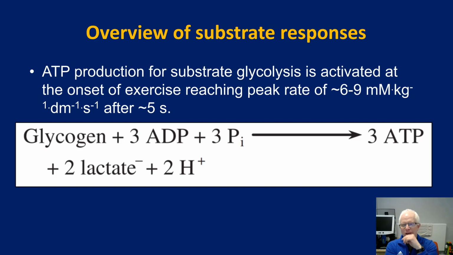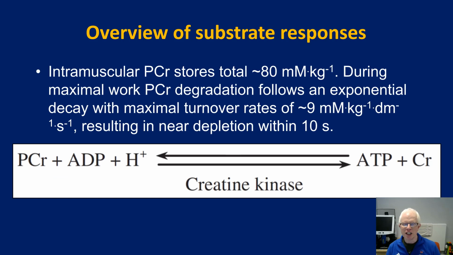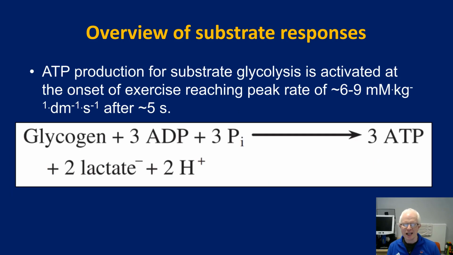At the onset of exercise, it reaches a peak of around 6 to 9 millimoles per kilogram per decimeter per second after about 5 seconds. But we know that the capacity for this is far greater. We can sustain this, as we've already talked about, for about 60 to 90 seconds, whereas we've got near depletion of the PCR within 10 seconds. The turnover rate for the ATP-PCR is around 9 millimoles per kilogram per decimeter per second. Here, the absolute peak is 9, but that isn't maintained. In fact, we're looking at around 6 millimoles per kilogram per decimeter per second, and it reached that after about 5 to 6 seconds.